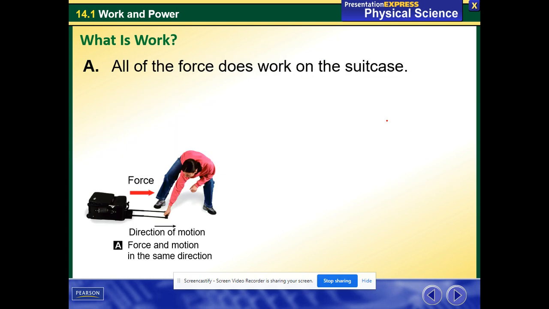The best example I can give you is the one that's pictured in your book. Note that here we have a lady and she's pulling a suitcase. She's pulling directly to the right, no slants at all. Note that the suitcase is moving to the right as well. Notice these 2 arrows are in the same direction, which means all of my force is going to be doing work on that suitcase.